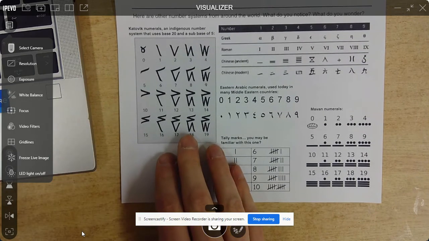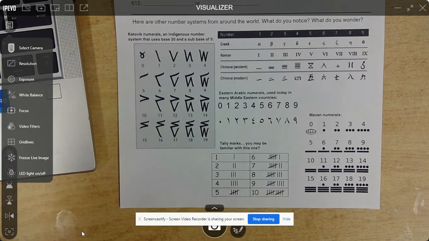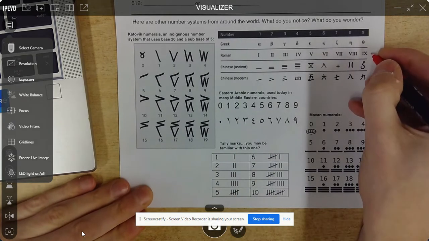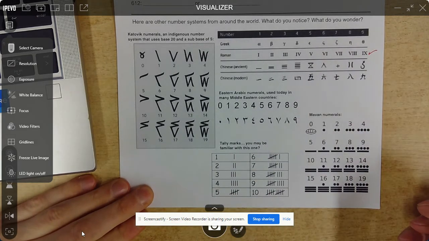Okay, in this video, I'm going to talk a little bit about different number systems that have been used throughout history and in different cultures. You may recognize some of these number systems that are on this page. Roman numerals we still use. Sometimes you'll see those for numbering Super Bowls or as a fancy way to write the year.